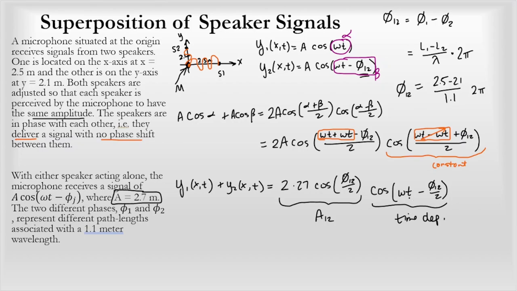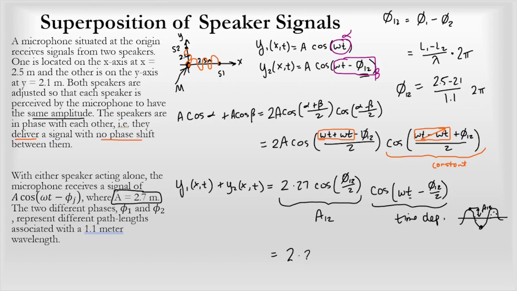As time changes, I get different values on here. I'm not at the peak, I'm not at the trough, I'm somewhere in between. So the time dependent part will tell me that value. But if I'm looking at the amplitude of the resultant wave, this would be A12. And that's what the problem asks you to find: what is the resultant amplitude?